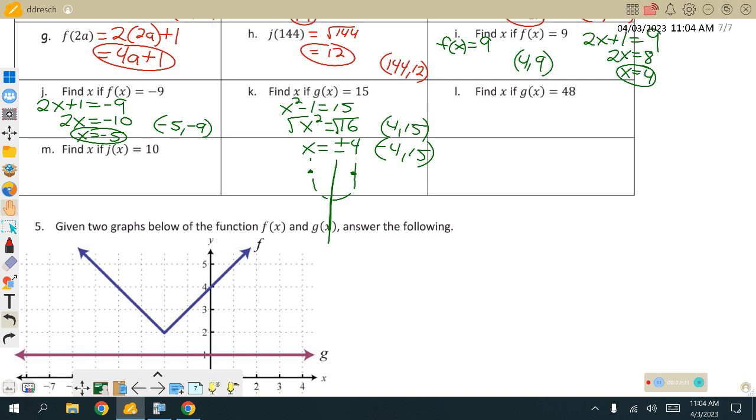Okay? The one time that you don't get 2 solutions is right here. That's the one time you're not getting a second solution. You're getting 1 solution. All right, last one there, 48, g of x. So now that I was an idiot on that last one. Thank you, James. Plus or minus 7.